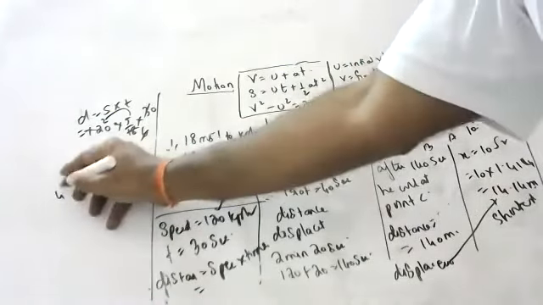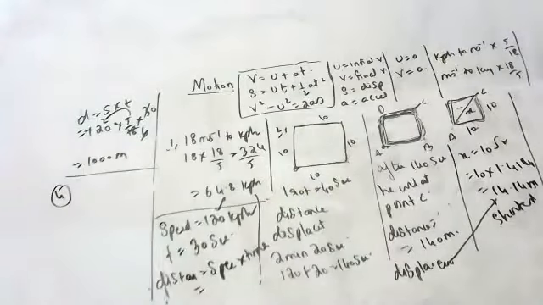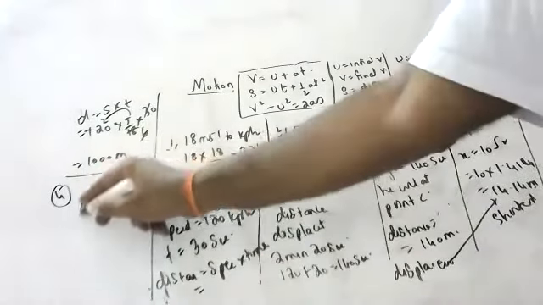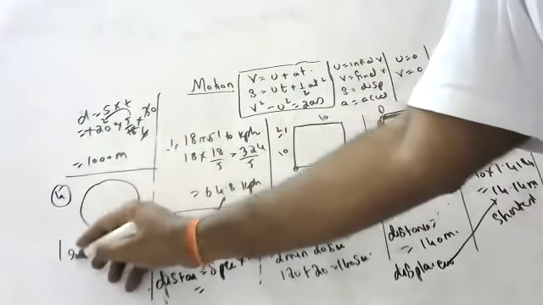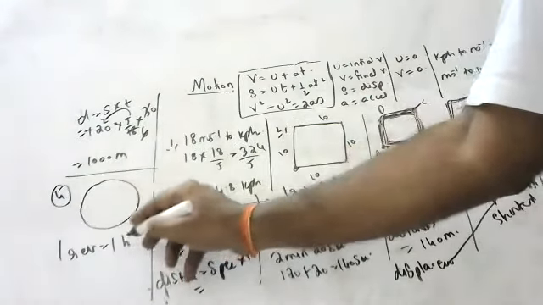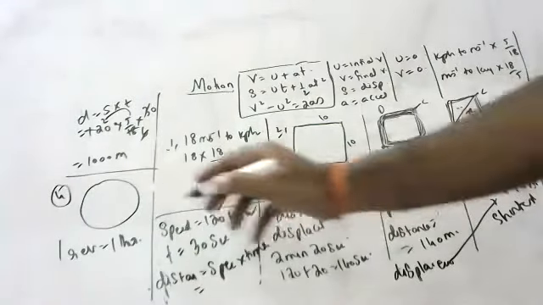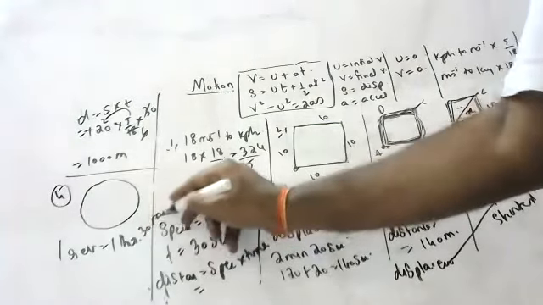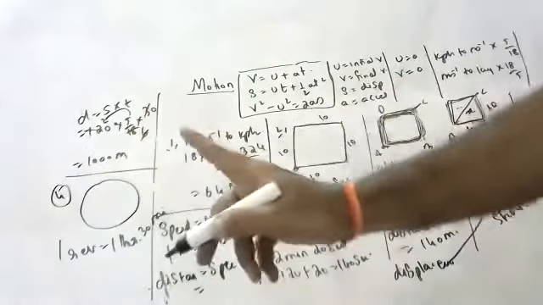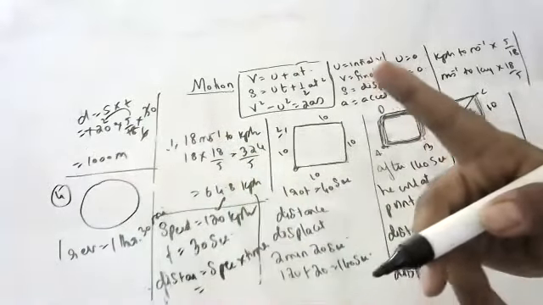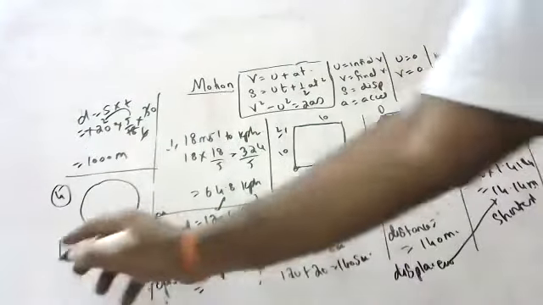Okay, children, next one. Fourth question. A satellite while revolving around the Earth completes one revolution in 1 hour 30 minutes. For one rotation around the Earth, the satellite is taking 1 hour 30 minutes. What is the speed of the satellite?